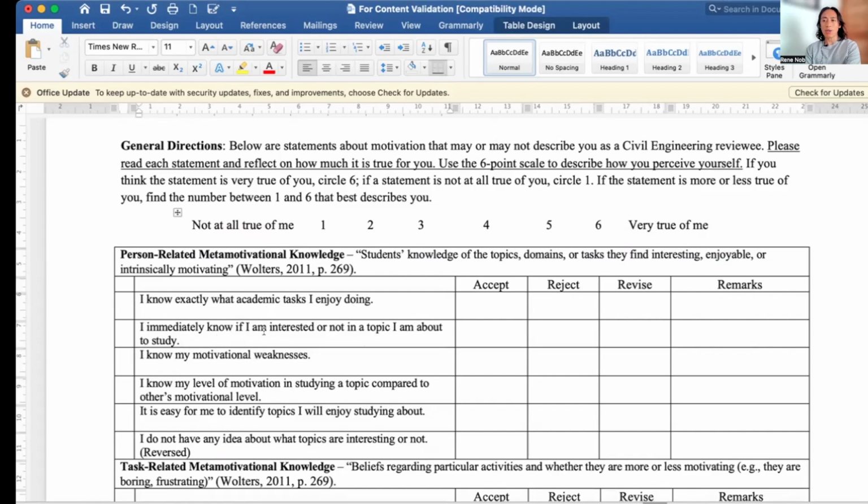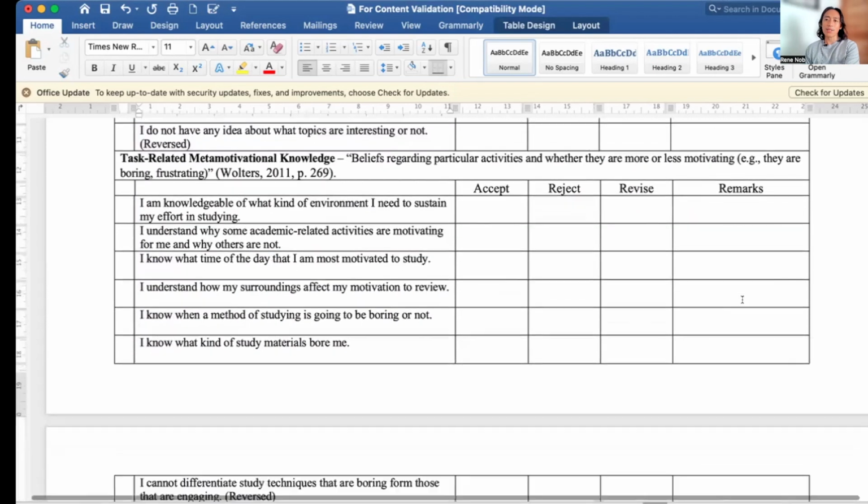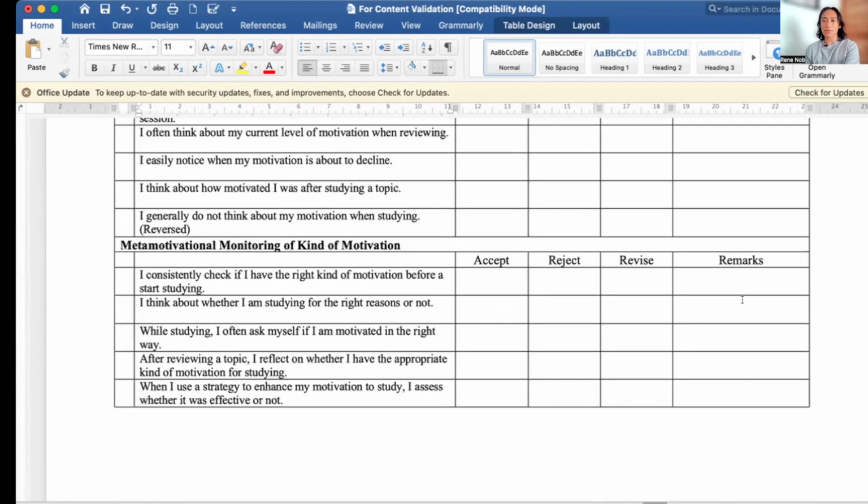I immediately know if I am interested or not in a topic I am about to study. I know my motivational weaknesses. I know my level of motivation in studying a topic compared to others' motivational levels, etc. And then the validators will indicate if they accept, if they reject, if they suggest that I revise the items. In the remarks, they probably comment why they are rejecting it or why they are recommending the revision of the said item. And so this is the rest of the content validation form.